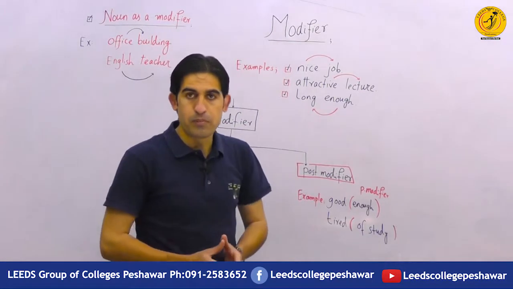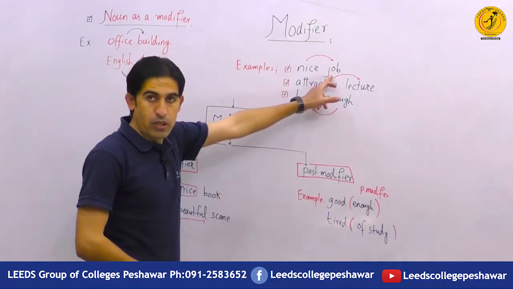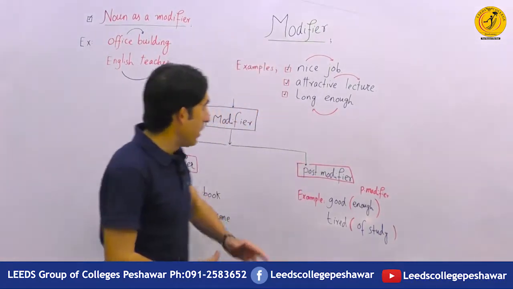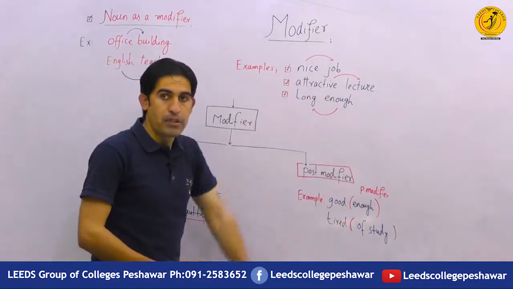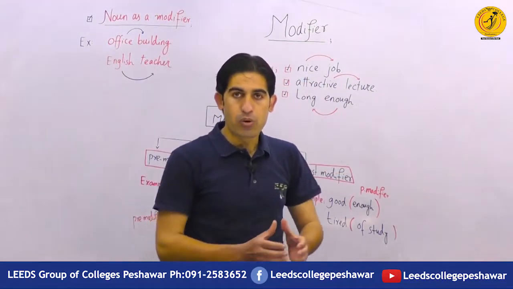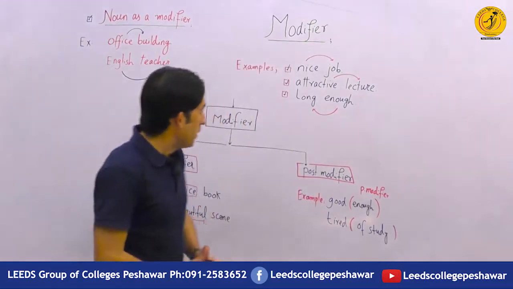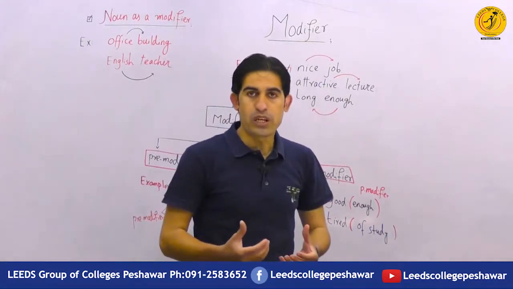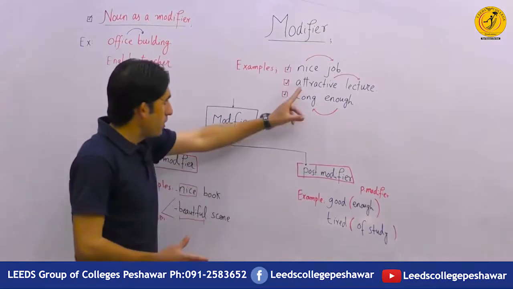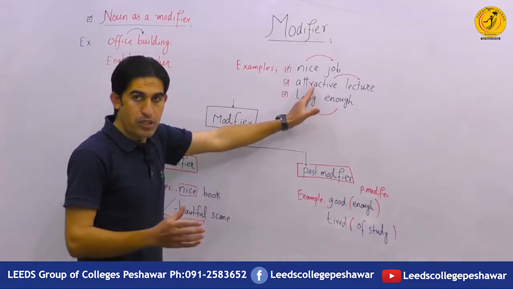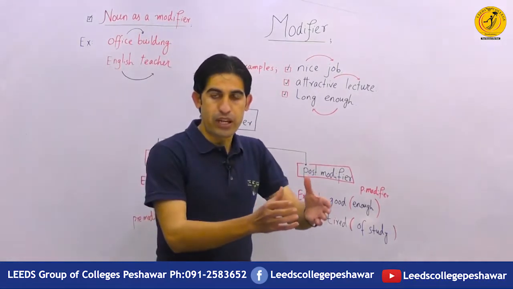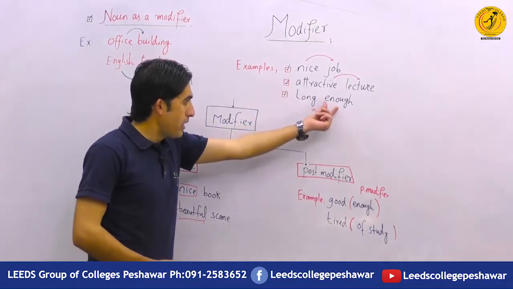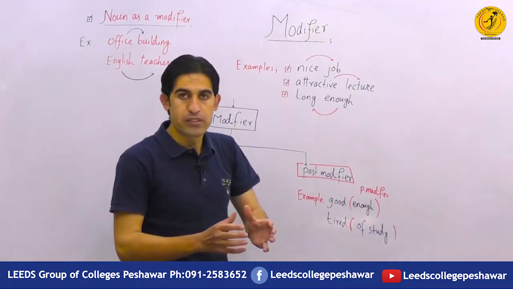Now in these examples, the first one, job is a noun, but if you ask what kind of job, nice, attractive. Right here we have the modifier nice, a nice job. Nice as a modifier qualifies the job. Coming to discuss this one, attractive lecture. If we ask what kind of lecture we talk about, an attractive lecture. So in the given example, attractive is a modifier and it qualifies the lecture. And the third one, long enough. Right, in this case enough is the modifier and it qualifies the long.